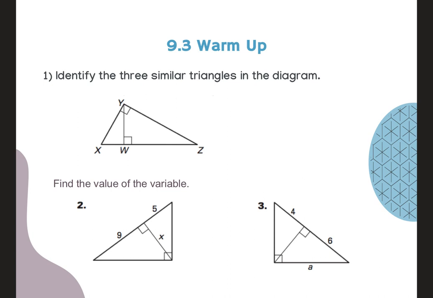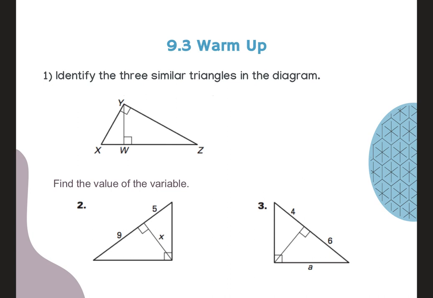Wait, did we already finish the quiz? Well, I'm going over what we did for 9.3. The two smaller triangles are similar to each other and to the big triangle. No, what I'm trying to say is it was 9.3, the last chapter. Yes, your quiz is 9.1 to 9.3.